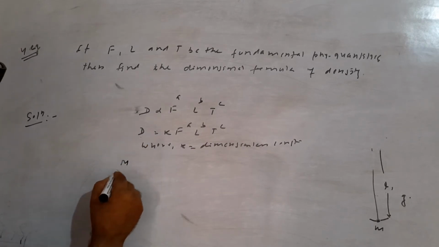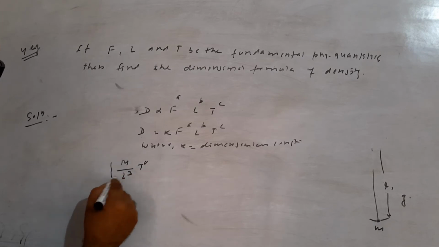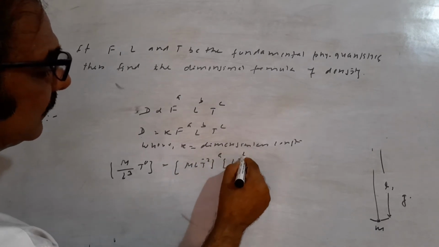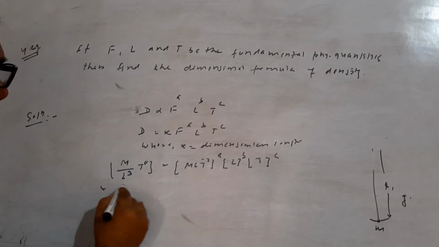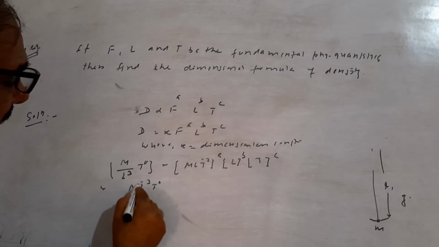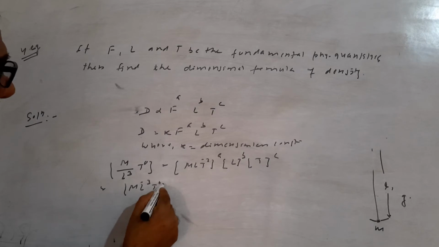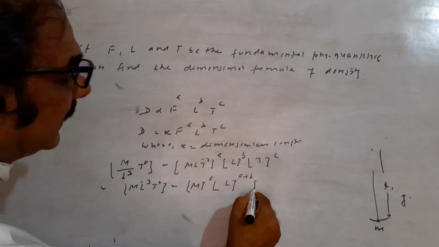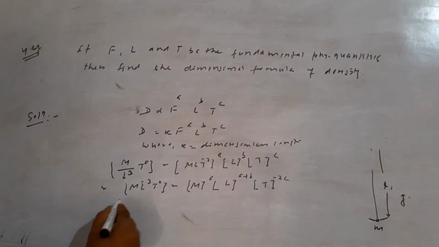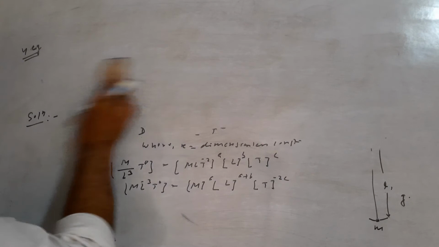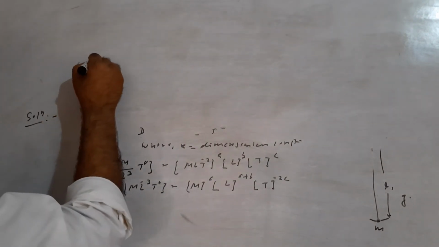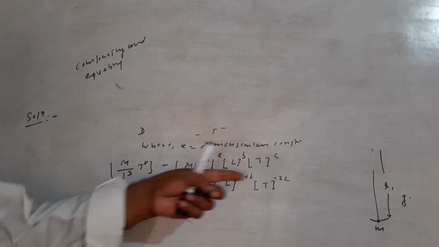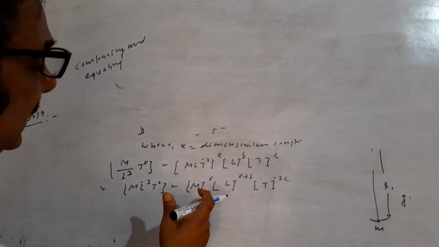Density is equal to mass by volume. So mass by volume, M L^-3 T^0, and here M L T minus 2 to the power A, L to the power B, T to the power C. Sorry, M L minus 3, T^0, equal to m to the power A, L to the power A plus B, and T to the power minus 2A plus C. Comparing and equating the fundamental physical quantities on both sides to find the exponent values.